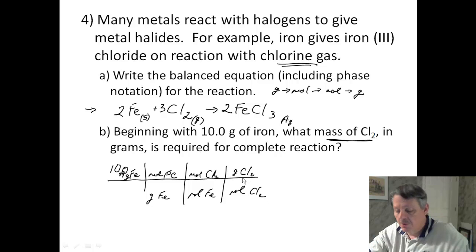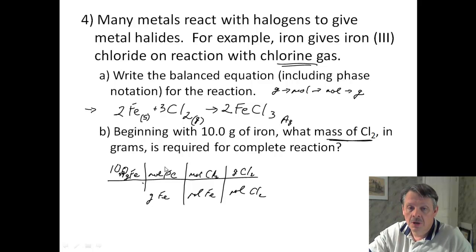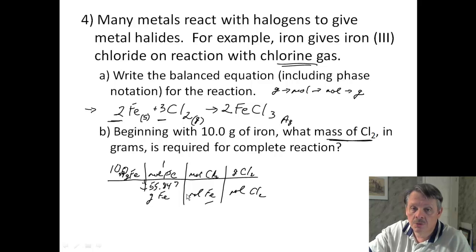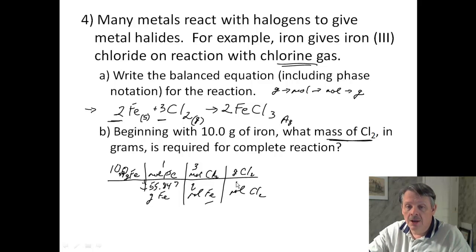Right. Well, now the problem is we actually have to go look some things up on the periodic table, because we have to figure out how much 1 mole of Fe weighs. Well, if you look on the periodic table, that's 55.847 grams. Now, what's our ratio of iron to chlorine gas? Well, I look up here, my ratio of iron to chlorine gas is 2 to 3. That's 2 to 3.